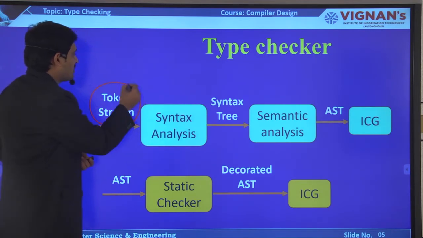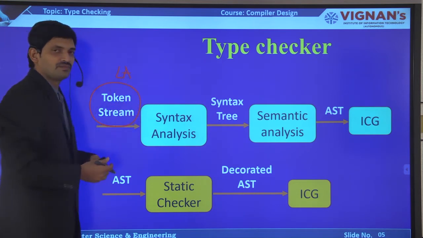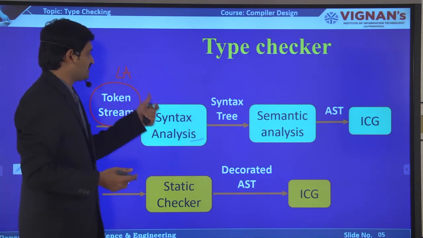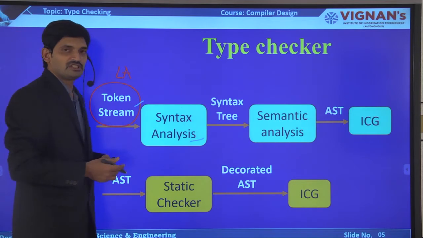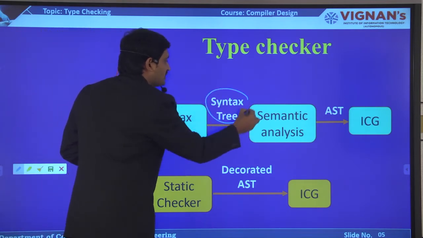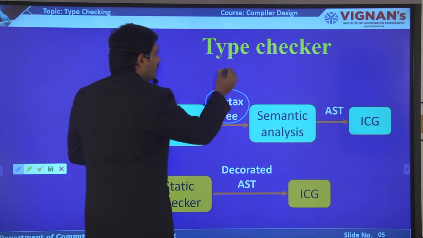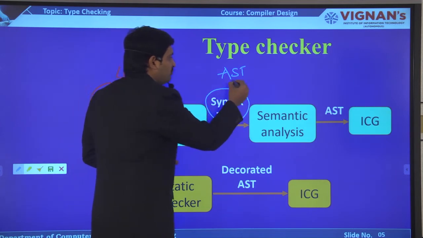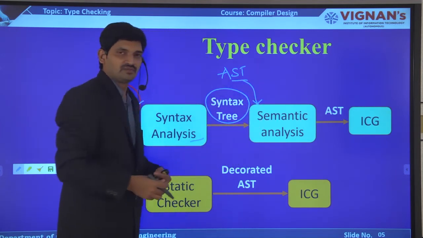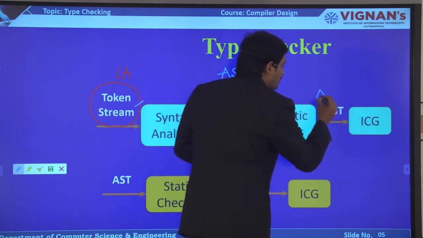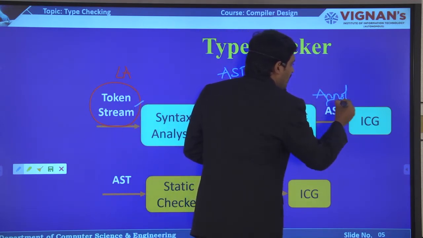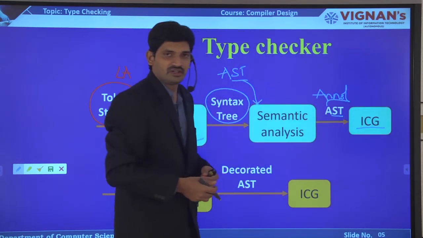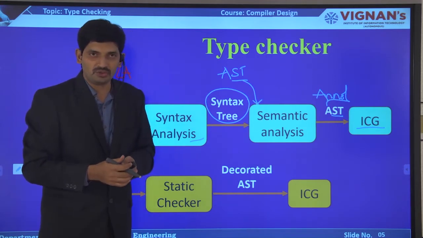Here the token stream generated from lexical analysis is given as input to the syntax analysis phase. The syntax analysis phase takes this token stream as input and generates the syntax tree, which we simply call the AST, abstract syntax tree. This is the input for the semantic analysis phase, and it is going to generate the annotated parse tree or annotated syntax tree, which is given as input to the intermediate code generator, which is going to generate the intermediate code.